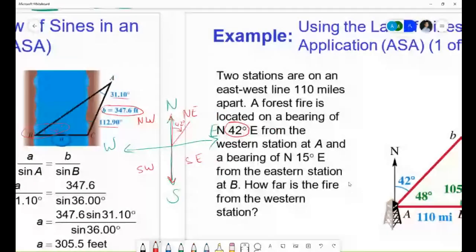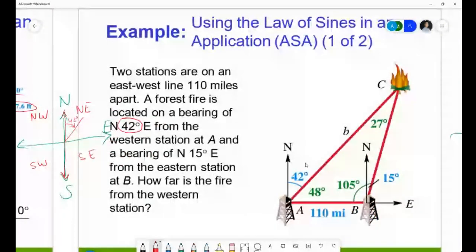All right, so let's look at an overview of what we're trying to look at. Two stations on an east-west line. We see here that it is on an east-west line, which is just horizontal.